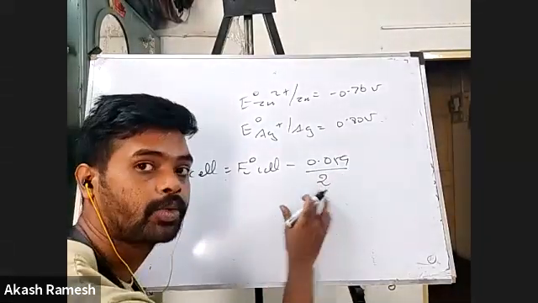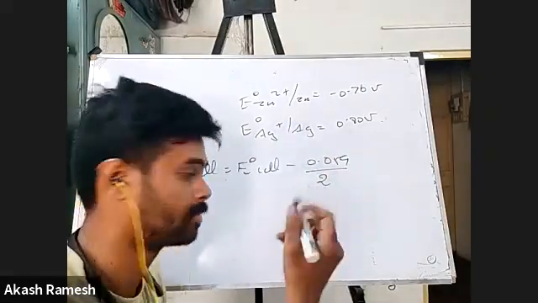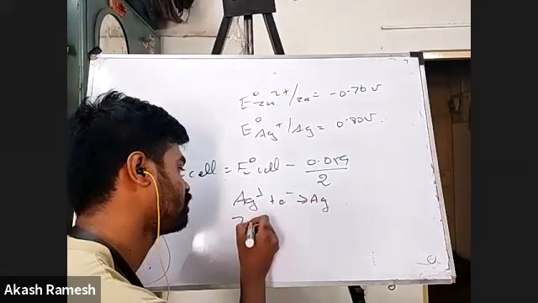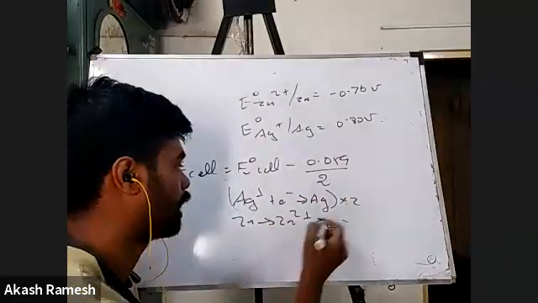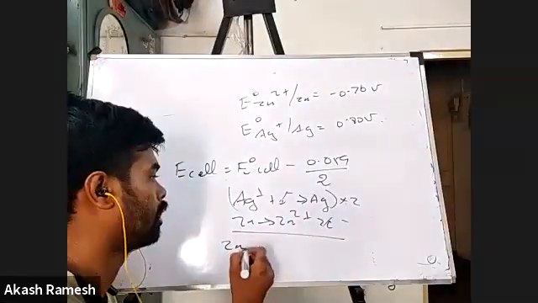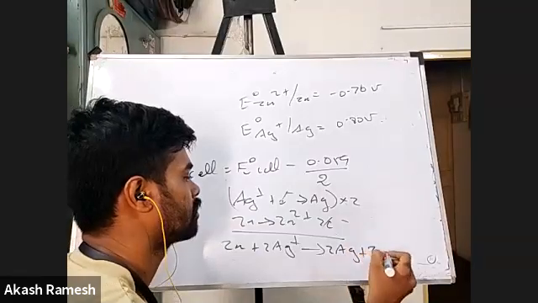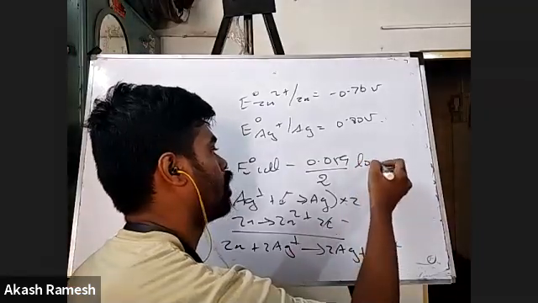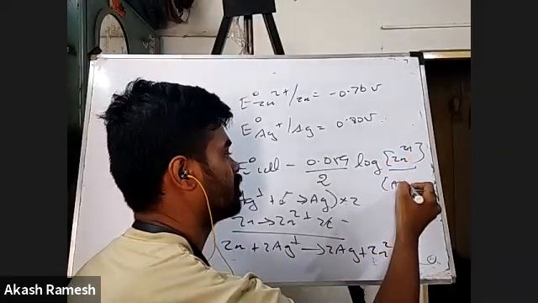If at all you have problems with this, write the cathode equation and anode equation, solve it, and see the number of electrons lost and gained. That should be equal. On one side Ag+ gains 1 electron and forms Ag. Zinc forms Zn2+ by leaving 2 electrons, so the silver equation is multiplied by 2 and the 2 electrons cancel. The overall equation becomes Zn plus 2Ag+ gives 2Ag plus Zn2+. So E cell equals E naught cell minus 0.059 divided by 2 into log of concentration of Zn2+ divided by concentration of Ag+ squared.